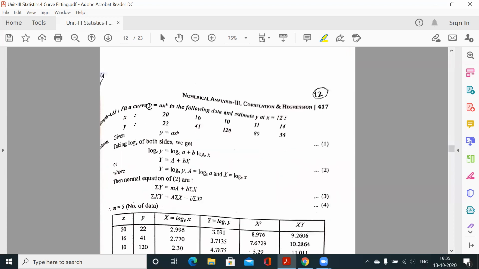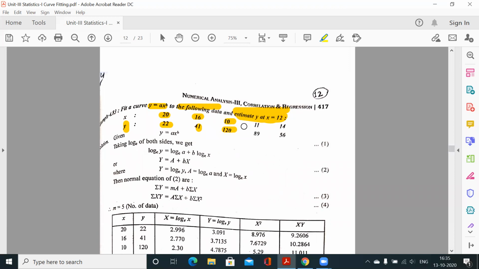Clear? So this is that curve, y is equal to a x to the power b. And fit it to the following data, and estimate y at x is equal to 12. This is what I told you initially, the application of fitting this curve. We don't know the function, what is y, but we know that whenever we substitute 20, we will get 22. For 16 we will get 41. For 10 it is 120.